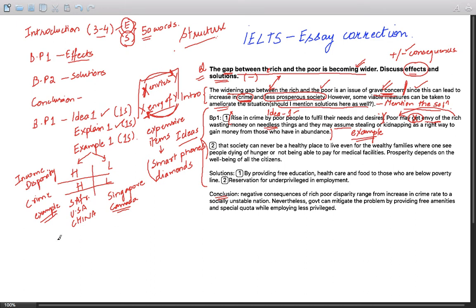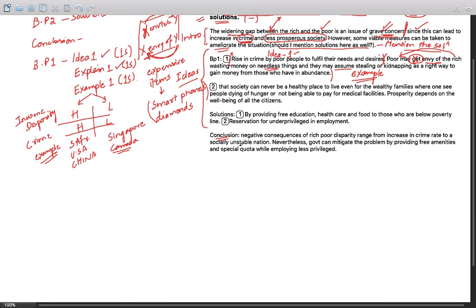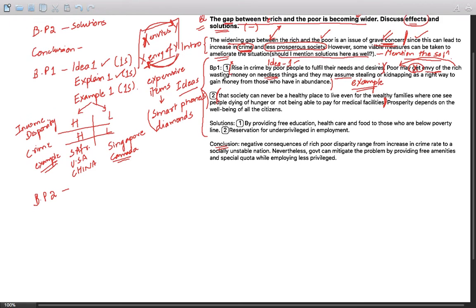Coming to the second point, the body paragraph 2. The society can never be a healthy place to live, even for wealthy families, where one sees people dying of hunger and not being able to pay for medical bills. Yeah, but this is an explanation. This is not the idea. Okay, the idea was, let me point it out over here.